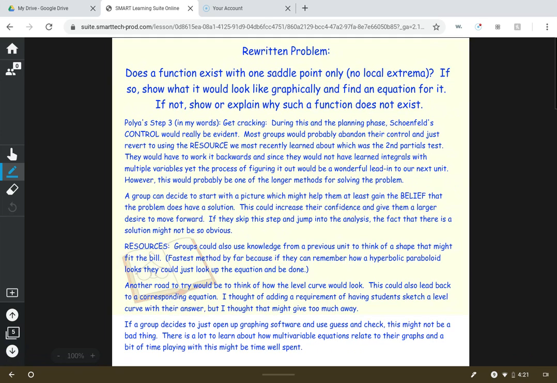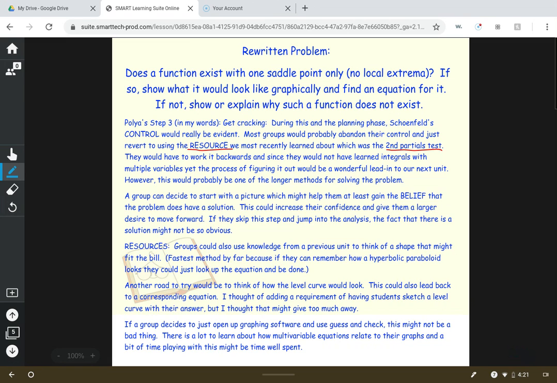And so what I think might happen for most students is, because they just learned the second partials test, and I listed this also as a resource, most of them would think, well, we've just been doing second partials tests, so we're just going to dive in and start working second partials tests and see if we can figure out what works. So this is not the most efficient way to solve the problem.